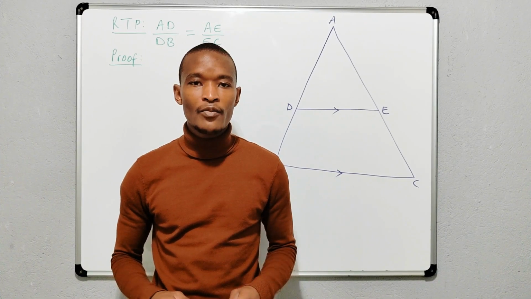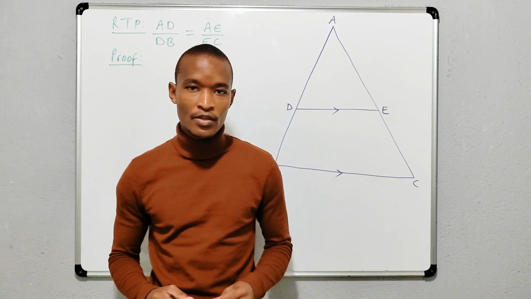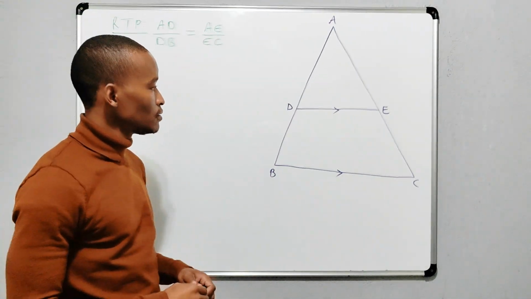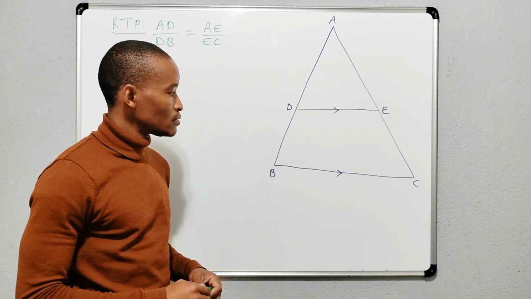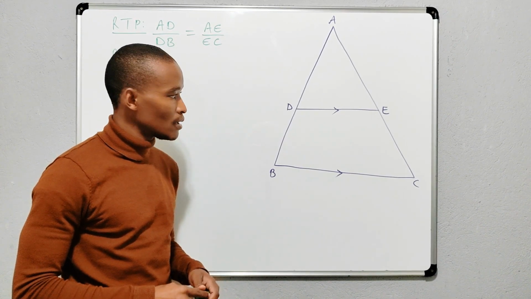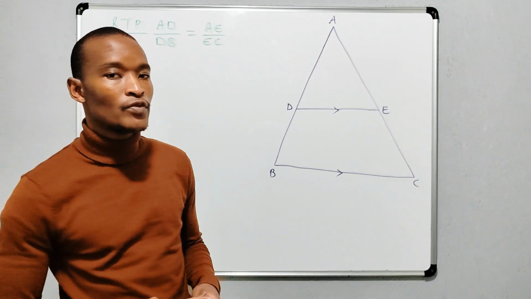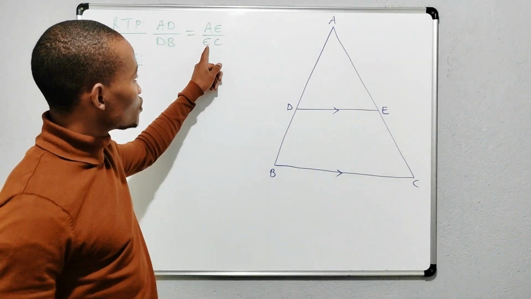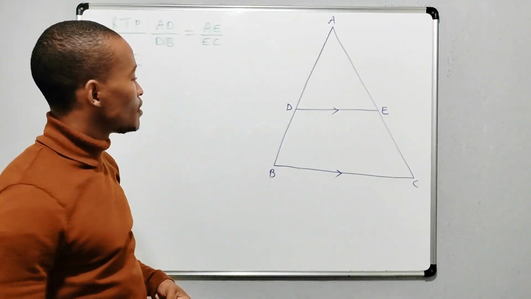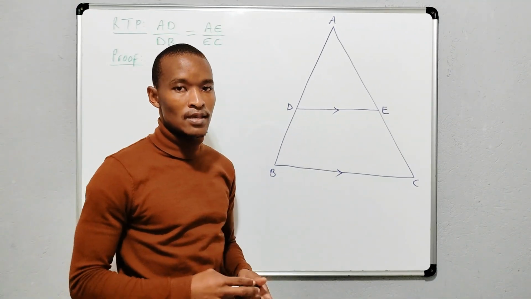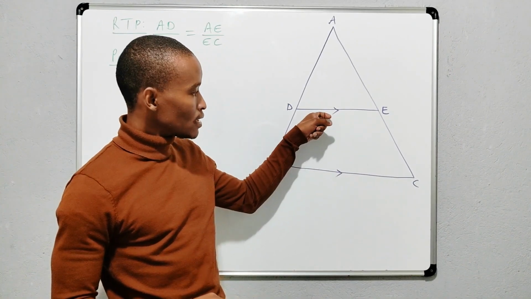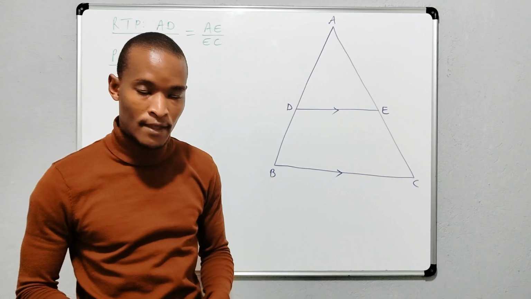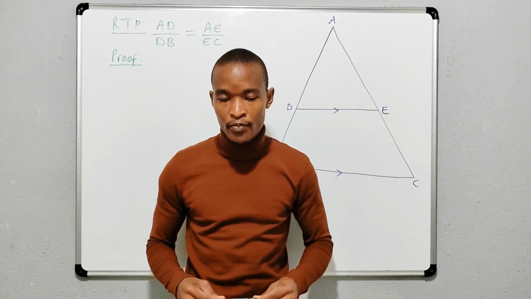Okay, we are now proving the proportionality theorem. In this case, we have a triangle where there are two parallel lines, okay? And we need to prove that AD over DB is equal to AE over EC. So in other words, this line divides the other two sides of the triangle proportionally, okay? What is the technique of the proof?